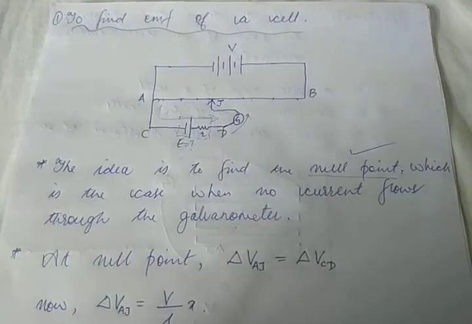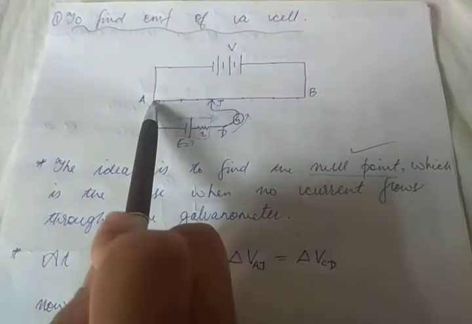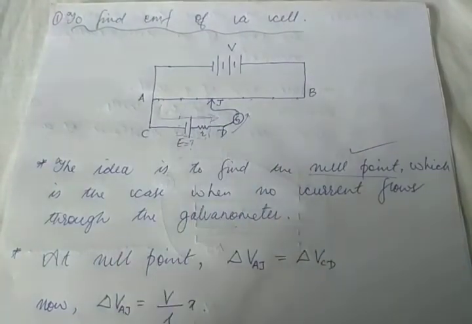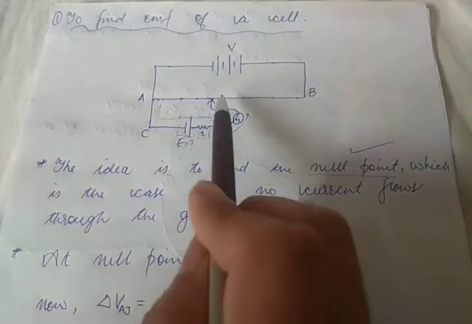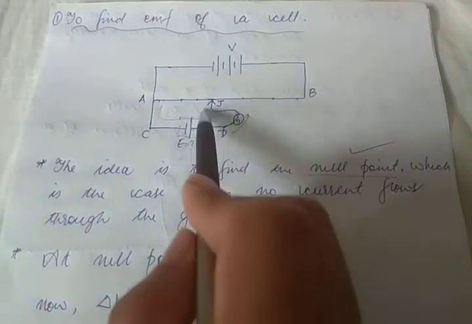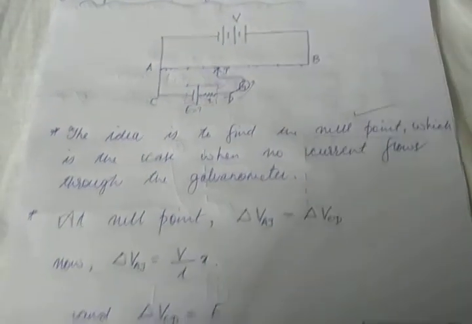Current flows only when there is a certain potential difference. So if the potential difference across AJ is the same as the potential difference across CD, there will be no potential difference, so to say, between these two points, D and J. So there will be no current flowing through the galvanometer in that case, remember. This is what is true.